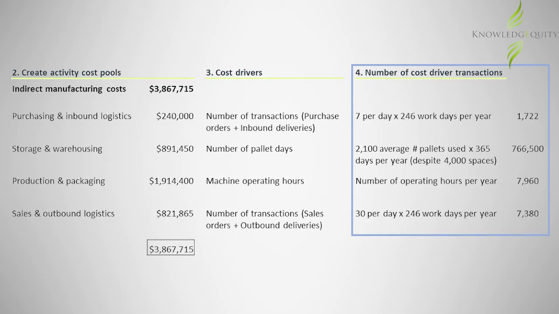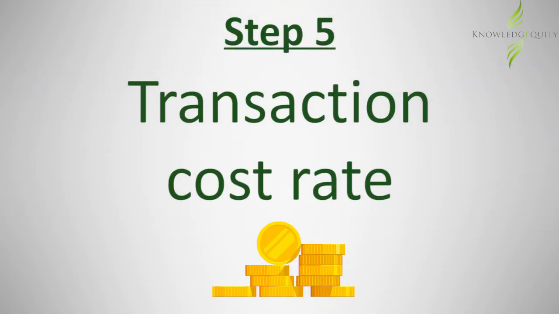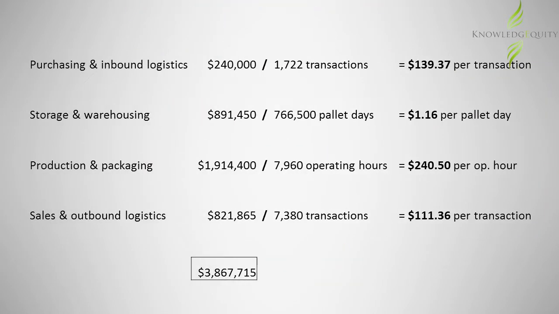Once we know what is causing the costs, we need to count how often these activities or drivers occur. This takes a long time and involves observation, reviewing documents, and talking with employees. Once we have these numbers, we can work out the cost per event or transaction. First, we divide each activity cost pool by the total number of cost driver transactions. This gives us the transaction cost rate for each activity. This cost rate is what we use to allocate indirect costs to the specific product lines.